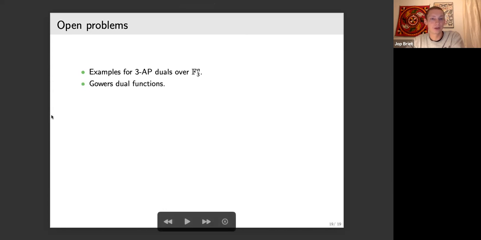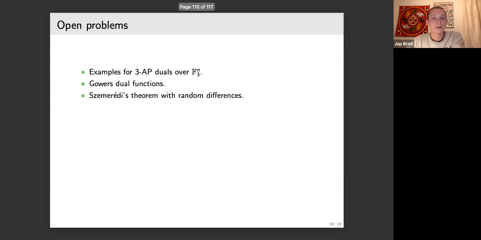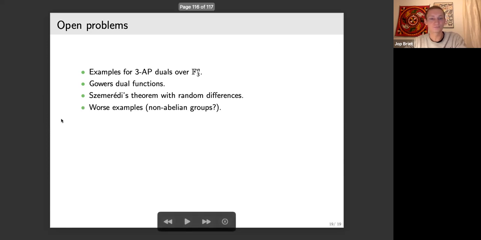The second has to do with Gowers dual functions. To the best of my knowledge, I don't think these counterexamples imply that the Gowers dual functions can't be decomposed in terms of higher order characters with small L infinity error. These examples also don't say anything about Szemerédi's theorem with random differences. All they seem to do is kind of block a proposed line of attack to prove optimal bounds for Szemerédi's theorem with random differences. So this stays completely open.